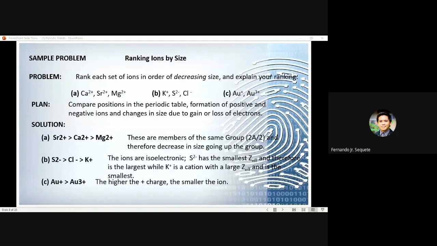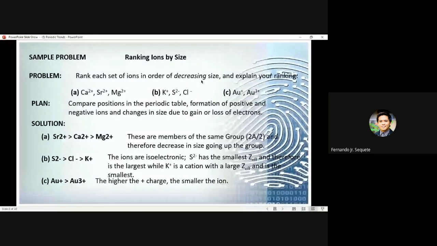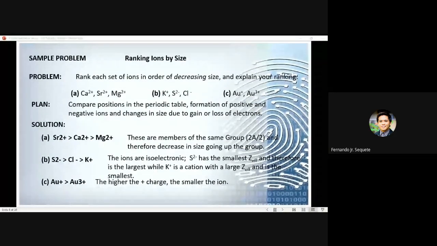Okay. Let's try this letter C. Parehas man sila, no? And then according to here, we have to arrange this in decreasing size. So we have gold: Au, gold plus, and then gold 3 plus. And then we have to arrange it in decreasing order.